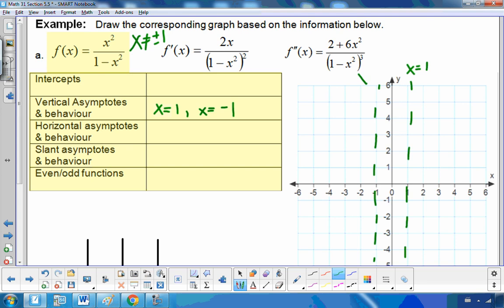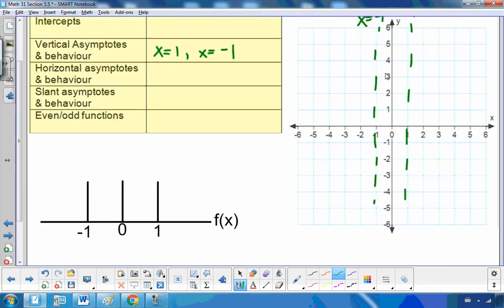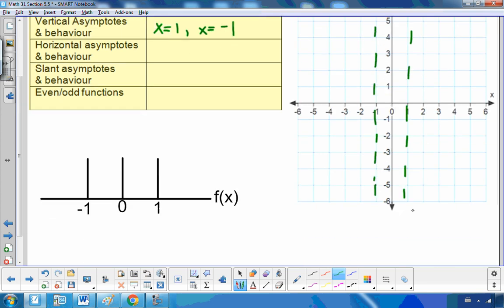We're talking about vertical asymptotes, so let's look at the behavior about the vertical asymptote. I'm going to take my function and write it in factored form. So I have x squared over, factoring out the negative 1, I have a difference of squares, because then that would be x squared minus 1.